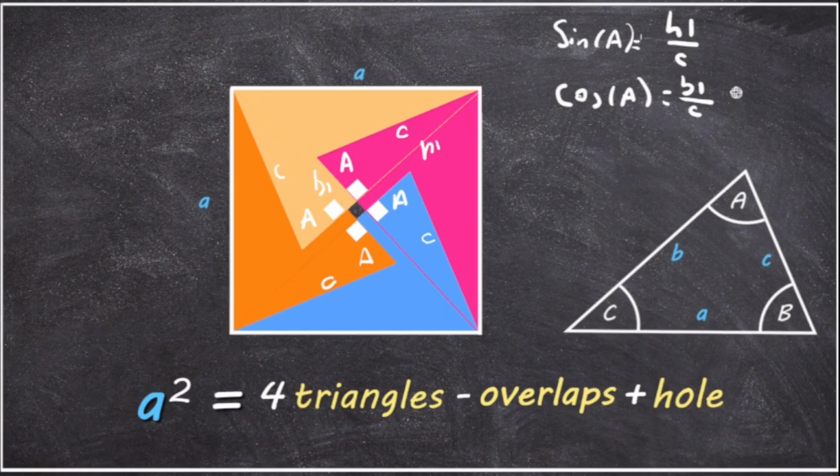Now if we multiply both sides of each equation by c, the c's on the right hand side of both equations cancel, so we get that the height of the overlap is equal to c times sine of A and the base of the overlap is equal to c times cosine of A.